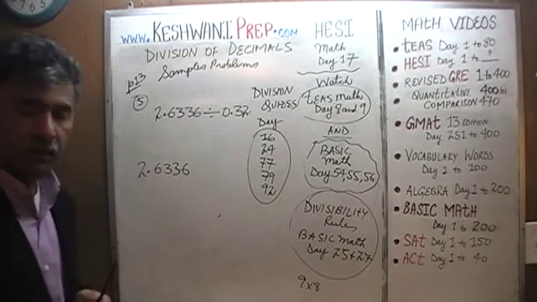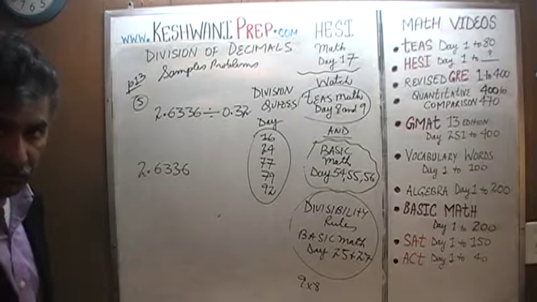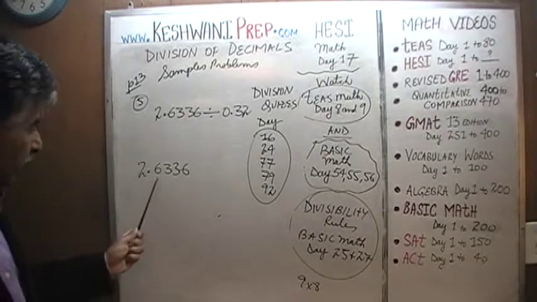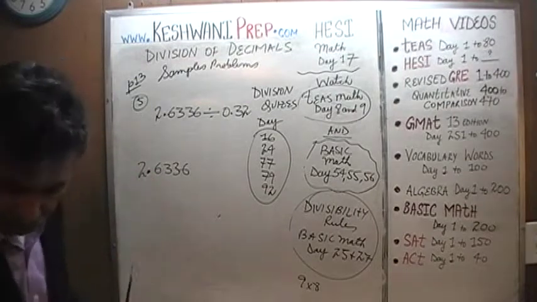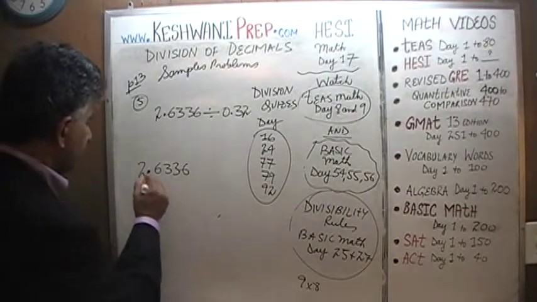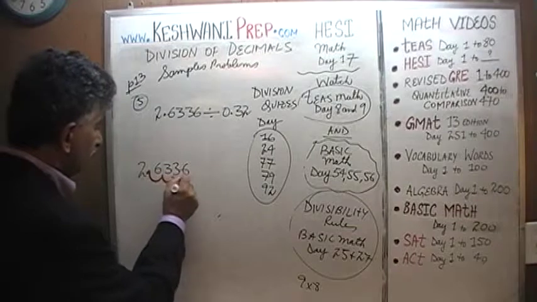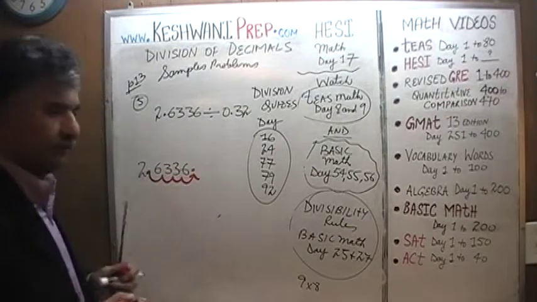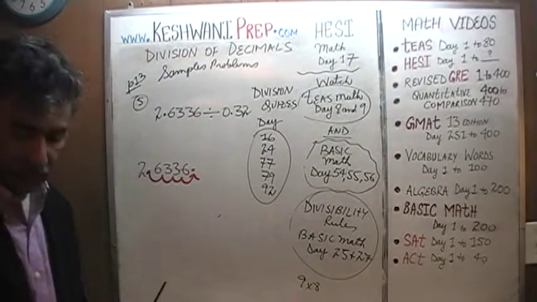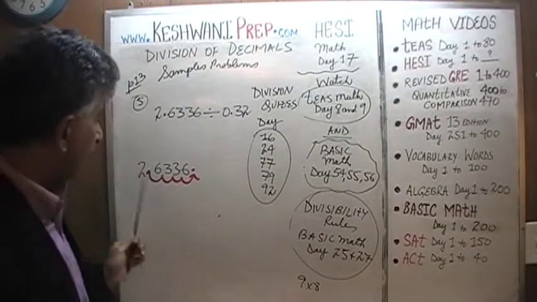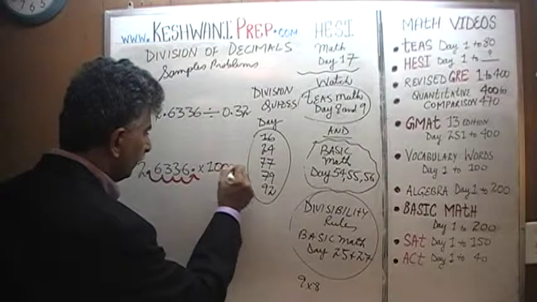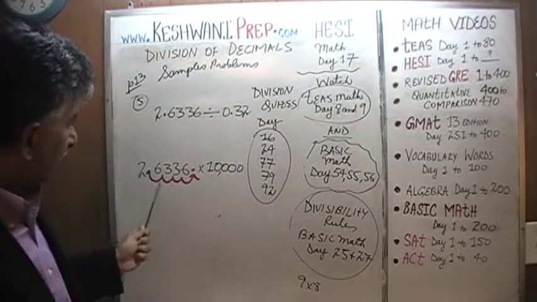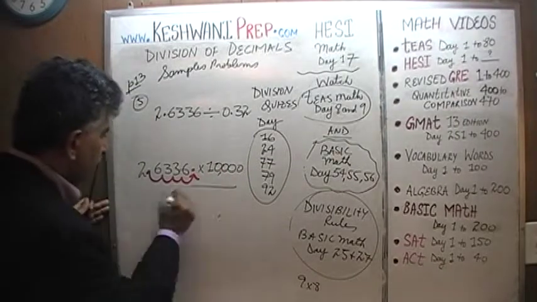2.6336. In order for us to convert this into a whole number, that's the idea, we need to move this decimal. Let's see how many spots. 1, 2, 3, 4 places. We need to bring it here. In other words, the only way we can move the decimal 4 places to the right is to multiply it by 1 with 4 zeros. That's 10,000. If we multiply top by 10,000, we must multiply the bottom by 10,000.